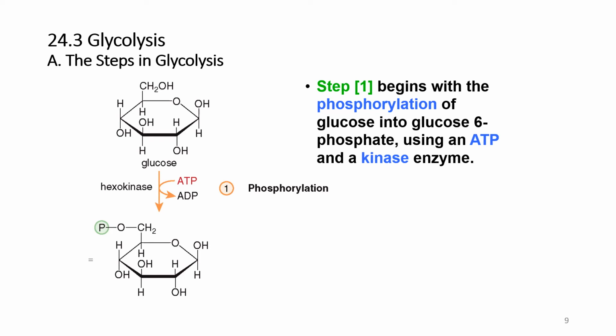And step 1 begins with the phosphorylation of glucose on carbon 6. So we have added a phosphate group from ATP, and hexokinase is the enzyme responsible for that. It is a kinase that phosphorylates a 6-carbon carbohydrate. And the purpose of this phosphorylation is that it gives glucose 6-phosphate a negative charge, and that keeps the glucose in the cell, so it can't escape.